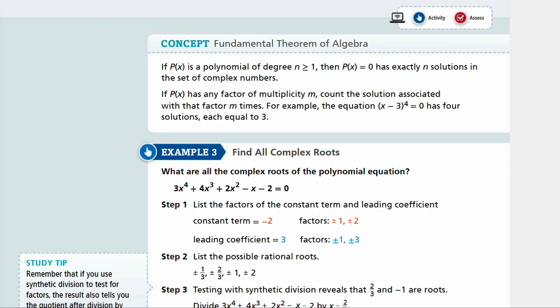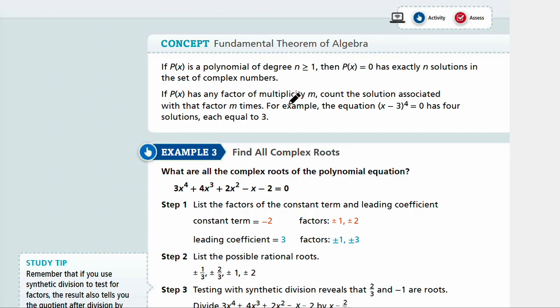Okay, before we talk about example 3, let's look at this concept of the fundamental theorem of algebra. So finally, we look at the fundamental theorem of algebra. This is very important, so that's why it's called the fundamental theorem of algebra. So let's first read this.